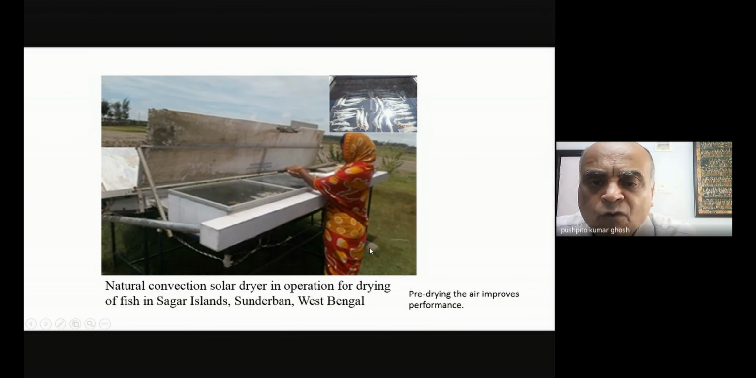So if you want to dry fish, like in this Sundarban place, they thrive on basically selling dried fish. And so this is the fish. Now normally they would put it outside, but this particular solar dryer effectively does the drying in a much more hygienic way.